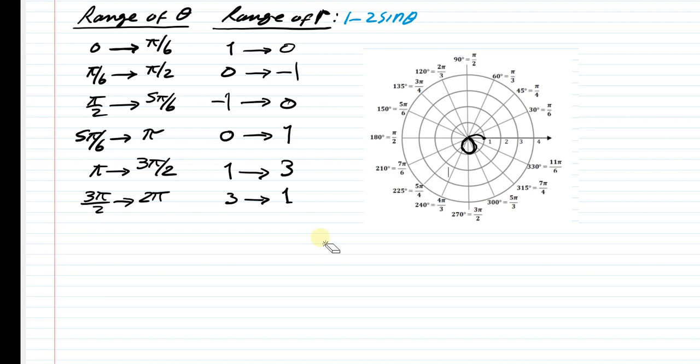Okay, and then what happens? From 5 pi over 6 to pi, it goes to 1. So my point is r equals 1, and theta is pi. 1 and pi is this point right here. And that's the next part. And then it goes from pi to 3 pi over 2, which is here. At 3 pi over 2, it reaches 3, a radius of 3. And then from 3, it works its way back to 1. So that's going to be r, theta: 1 and 2 pi on the return. And 1 is going to be exactly this point.